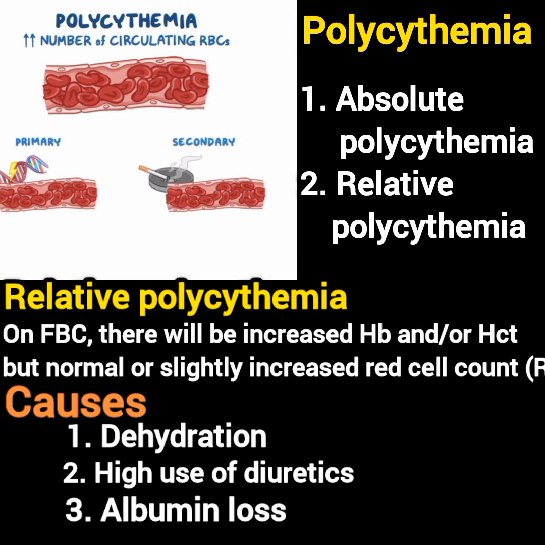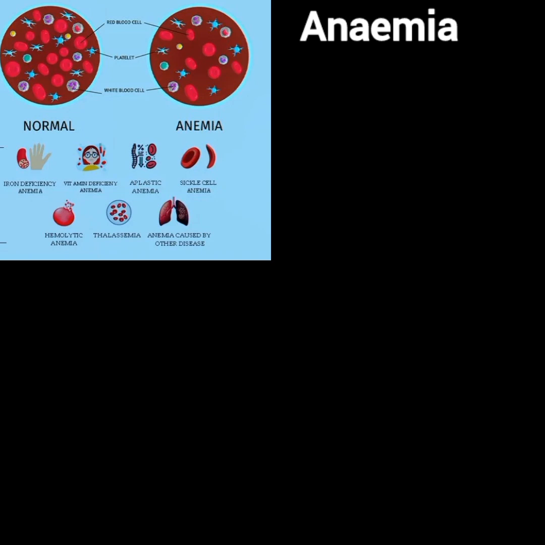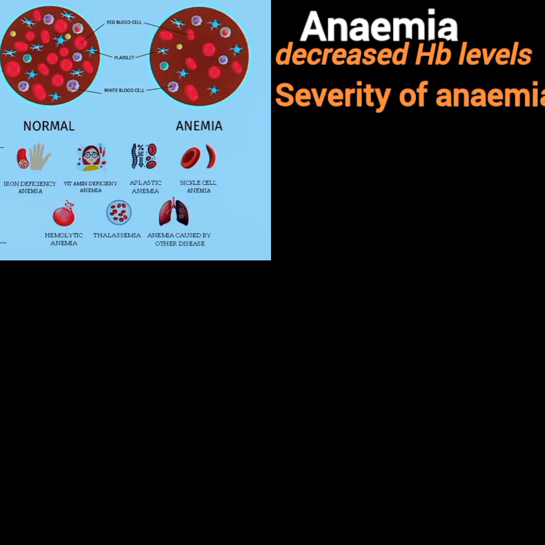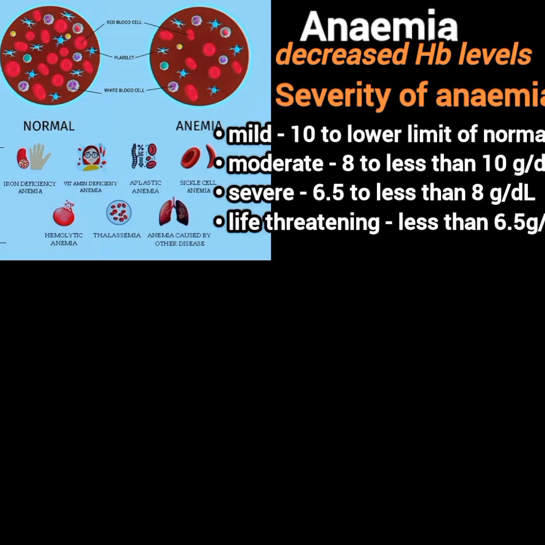We then talked about anemia. When there is a decrease in any of the parameters, hematocrit, hemoglobin, or red cell count, but mainly when there is a decrease in hemoglobin levels, that's anemia. Then you check the severity of anemia. Mild anemia tends to the lower limit of normal. Moderate anemia, 8 to less than 10. Severe anemia, 6.5 to less than 8. Then life-threatening, less than 6.5 grams per deciliter.